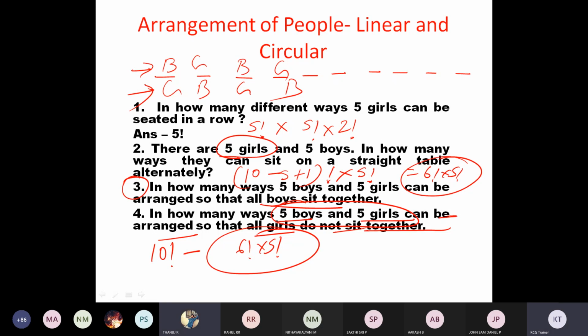Sir, can you repeat it for the circle once? I didn't understand that. Okay, let me complete this row, then I'll come down to circle. Let me complete the linear.